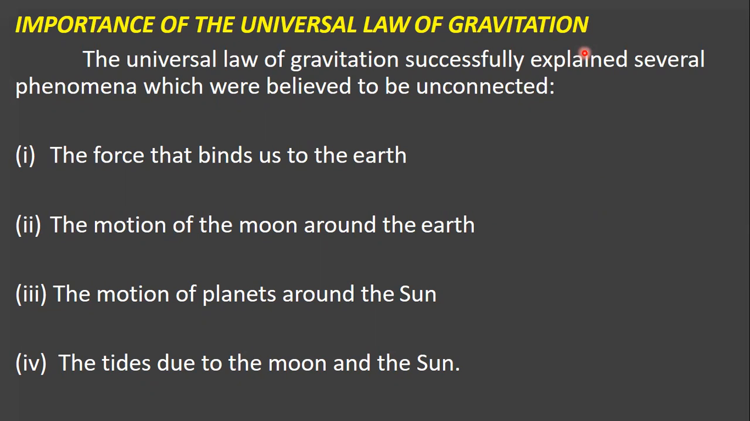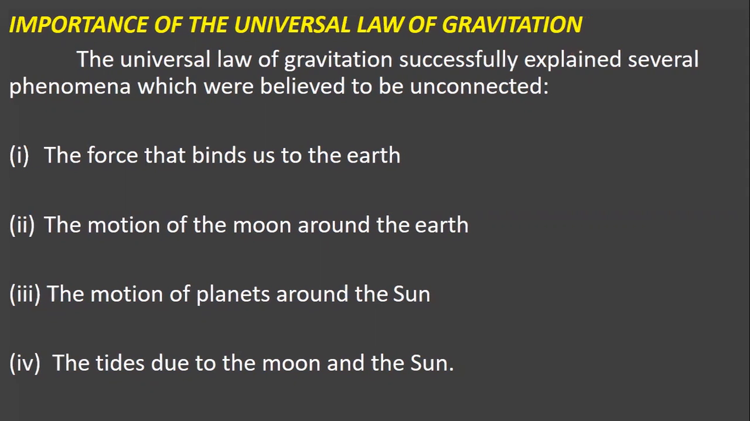And also the planets revolve around the sun, and the tides are due to the moon and the sun. These four phenomena were explained through the universal law of gravitation.